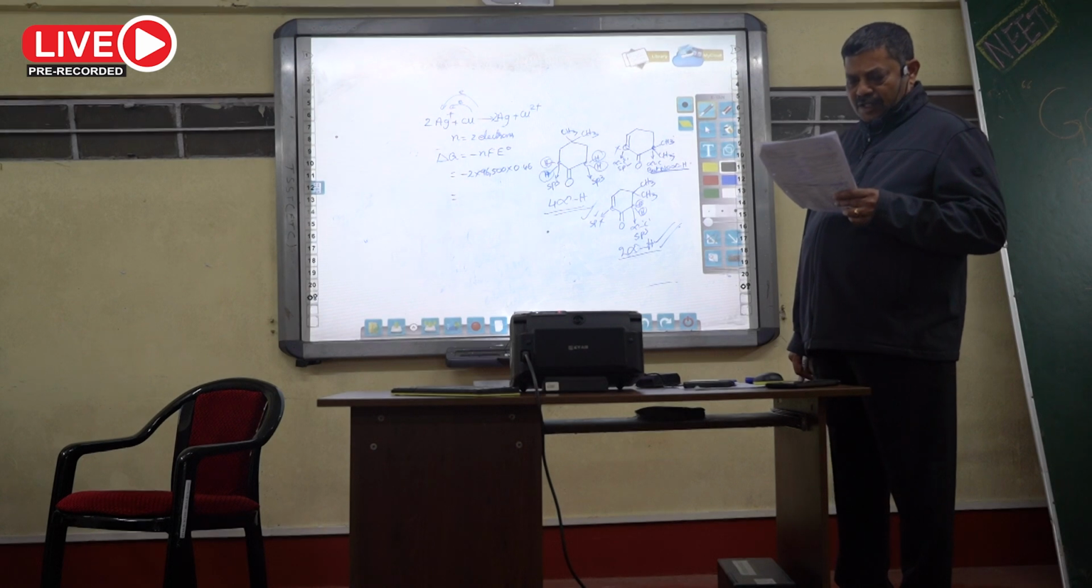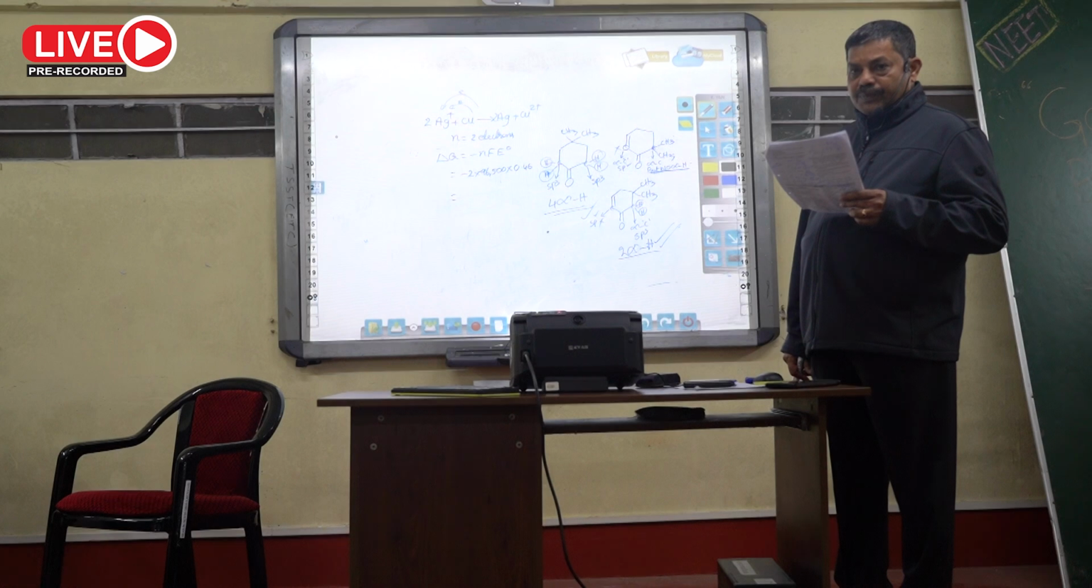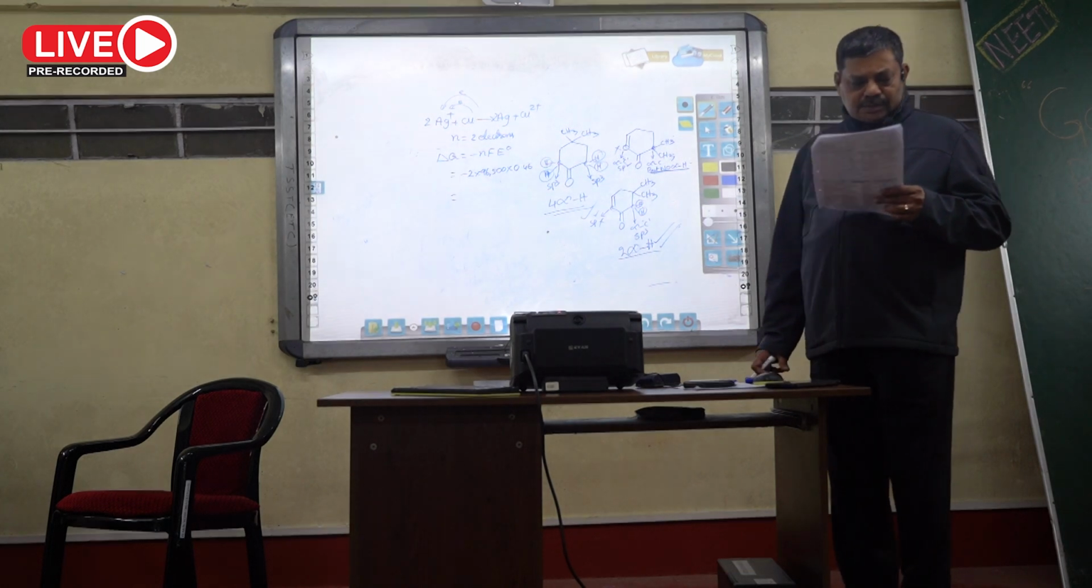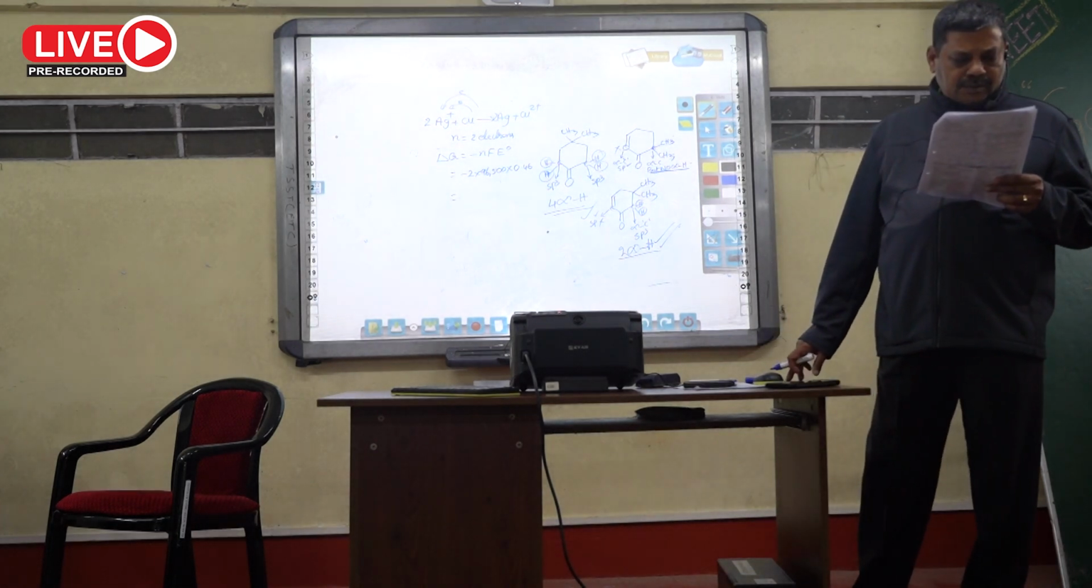IUPAC name of the compound. COOH group is a terminal group. The carbon should be given number 1. So 3-cyanopropanoic acid, option 2.